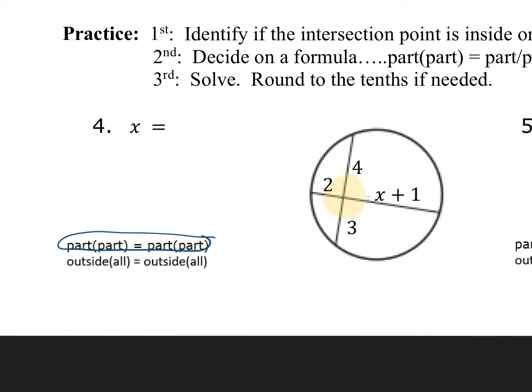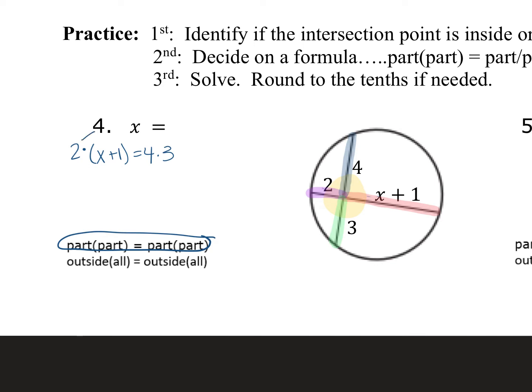So let's go ahead and get working on that. We need to identify our parts. The first part that I'm going to use here is the 2. So we have 2 times. And then the connecting part with that one is the x plus 1. Since it's more than one thing, we're going to put it in parentheses. And then we can do the other line. The first part of that line is 4 times. The rest of that line is 3.